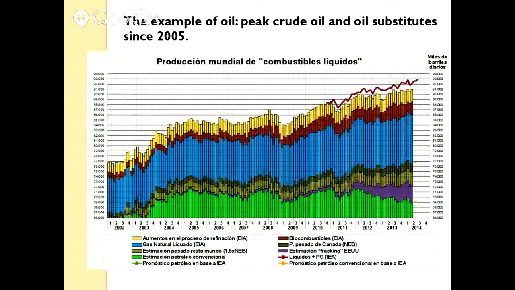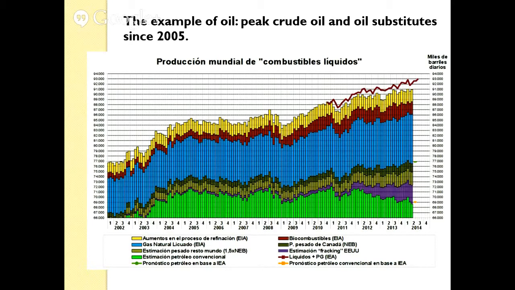So this is the actual production of every liquid hydrocarbon during the last years. This graph starts at 66 million barrels per day. So all the part you are not seeing is conventional oil, crude oil. As you are seeing here, since 2011, it has seen an irreversible decline.